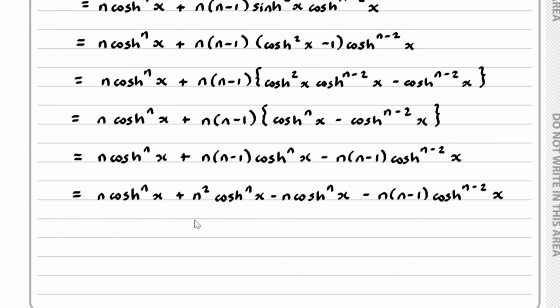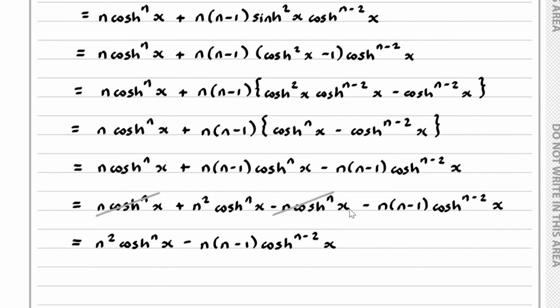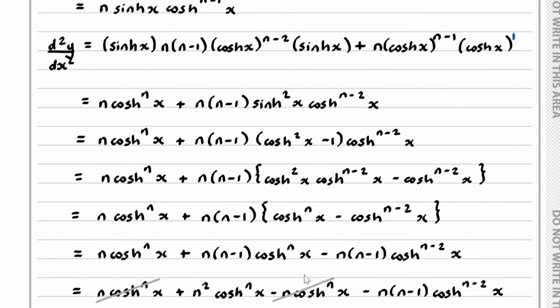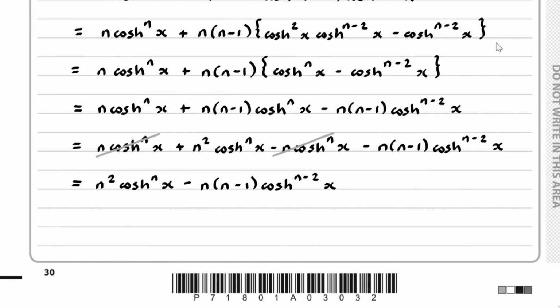So n cosh nx minus n cosh nx, this bit and this bit simplify to 0. So I've got n squared cosh nx minus n times n minus 1 times cosh (n minus 2)x. And that's exactly what we wanted to show for d squared y over dx squared.